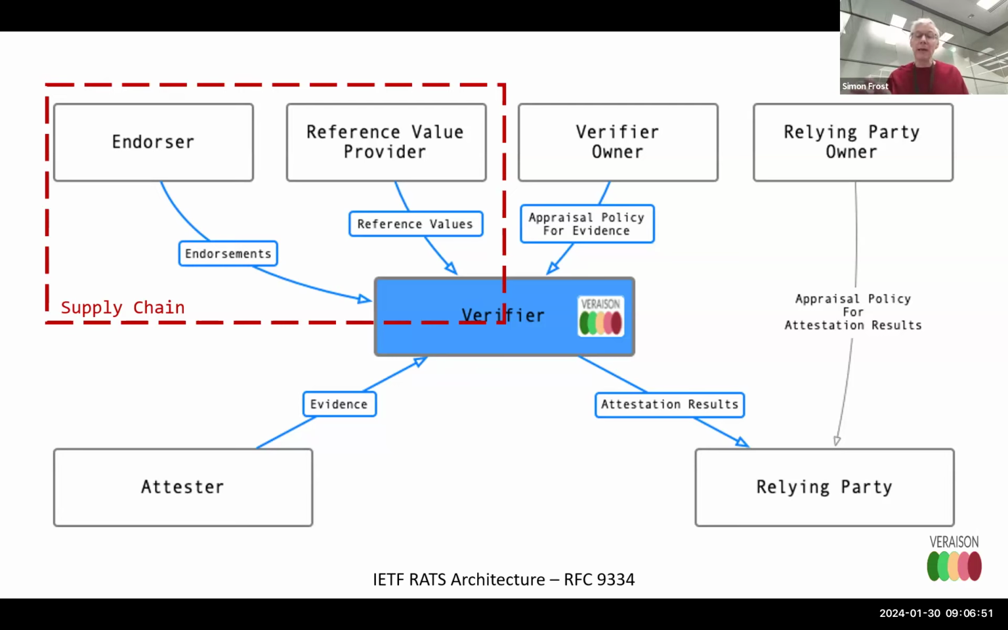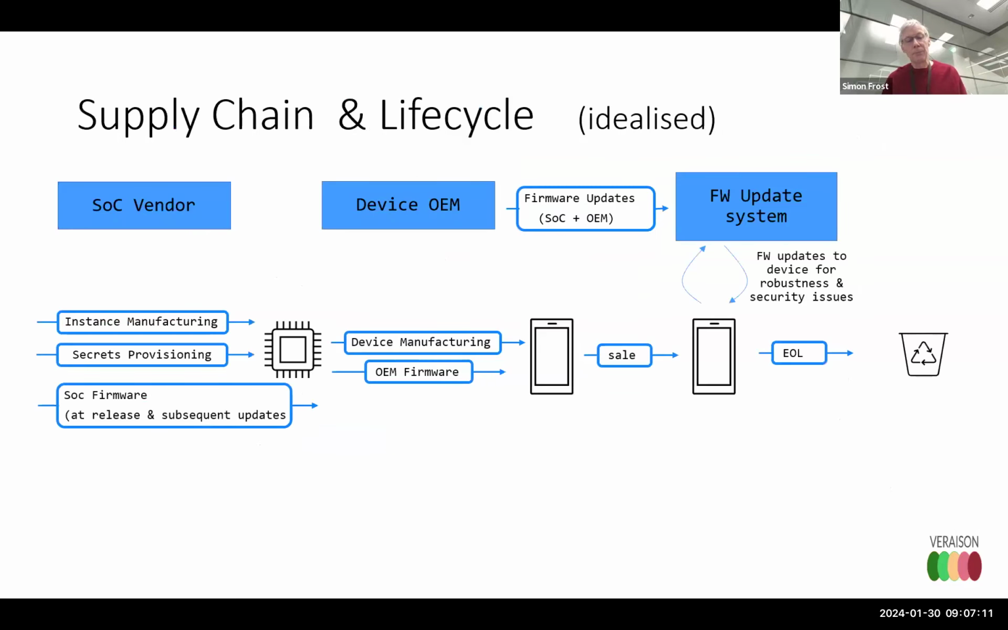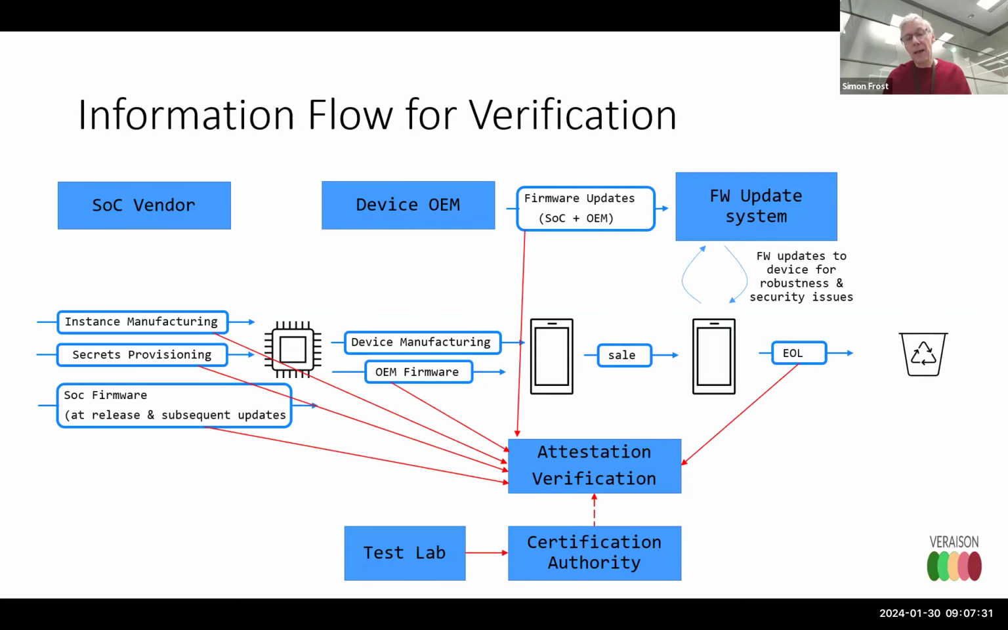The relying party, down in the bottom corner there, is the end assessor of the exercise, and the verifier is providing a transitive trust right the way back to that supply chain, who are the ultimate authority. Just to emphasize this, it shows some of the complexity. This is a somewhat idealized view of the supply chain: hardware instance manufacturing, secret provisioning, the addition of firmware, and then the sale of firmware and updates beyond there. The verifier task has to take inputs from all of those, and potentially can also take inputs from certification efforts, whether that's something like PSA Certified or something more like the SAFE audit stuff.